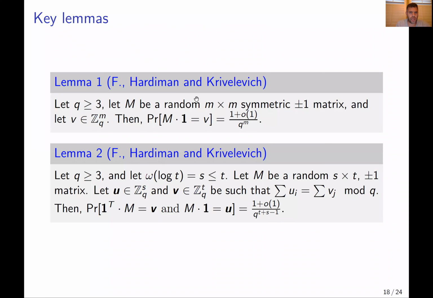So let me remind you the lemmas again. Lemma 1: we want to show that if you take a random m by m symmetric plus-minus 1 matrix, and v is in Z_q to the m, then the probability that M times the all-ones vector equals v is roughly uniform. I will prove this lemma because it's a bit simpler than the lemma for the singularity problem. But for the singularity problem, if you are curious, I've just uploaded it to arXiv. It will appear tomorrow, hopefully, and you can just see it. It's a 3 pages long paper. And the second lemma is a bit harder, a little bit more complicated than lemma 1, so I'm not going to prove it now.